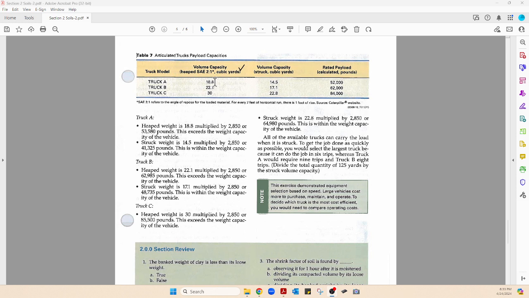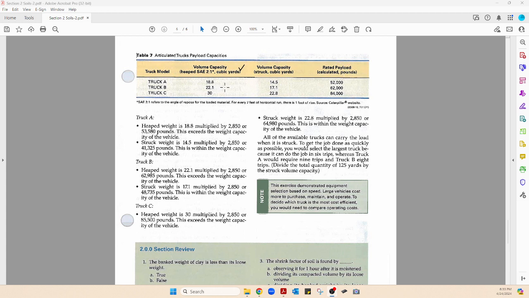It's capable of carrying, but you take that 18.8, multiply it by 14.5, which is the volume capacity, and that is how much you can get in there. Your weight is 52,000 pounds. Now, that's the rated payload.